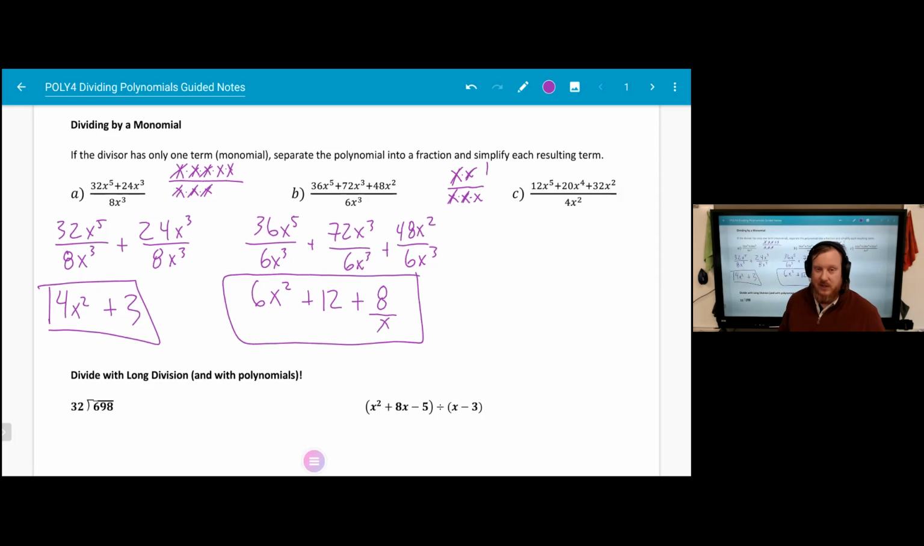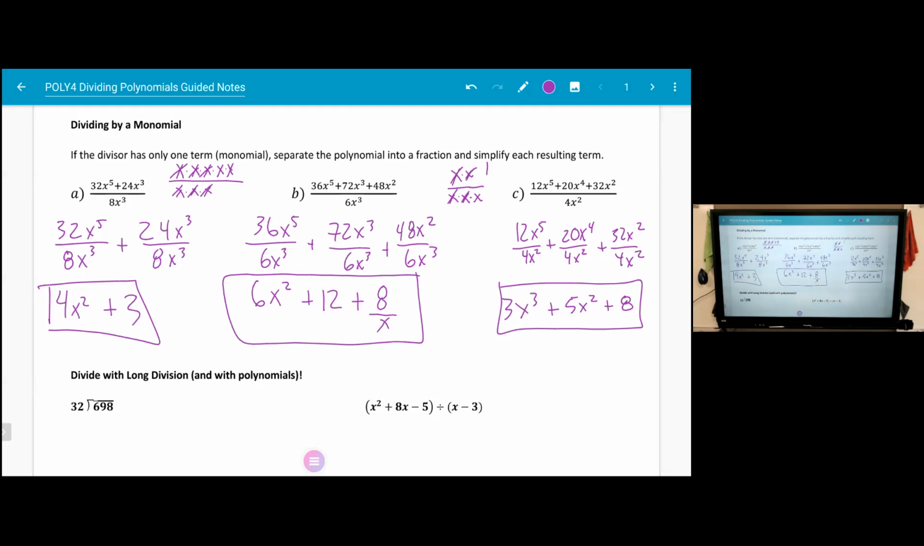So with that knowledge, you're going to try letter C. Give letter C a shot real quick. Come back, check your answers. As you come back, you'll notice that if you do part C, you end up with 3x cubed plus 5x squared plus 8 when you simplify.